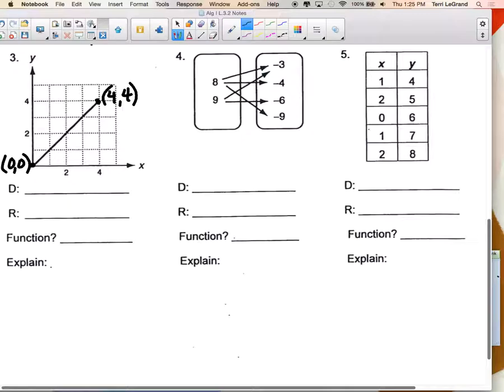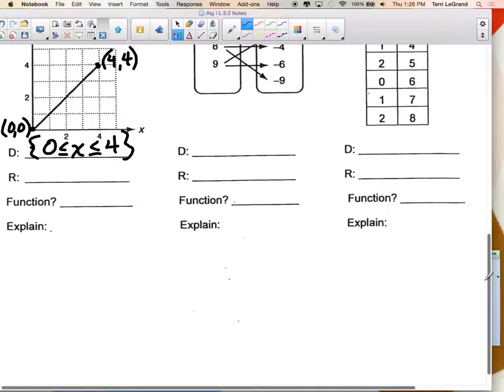So what's the domain going to be? 0 less than or equal to x, less than or equal to 4. Okay, everybody write the range now. What's the range? Write it on your papers. The same as the domain? It just so happens to look the same, but with a y. Replace the x with a y, because the range is showing the y values.